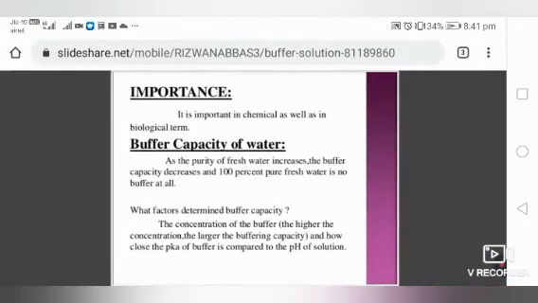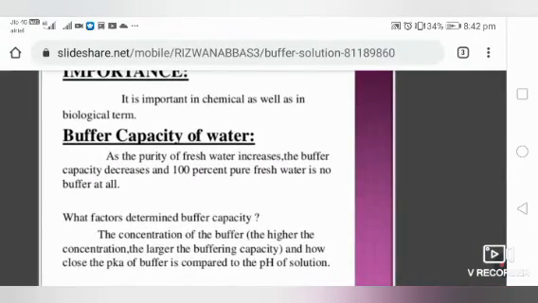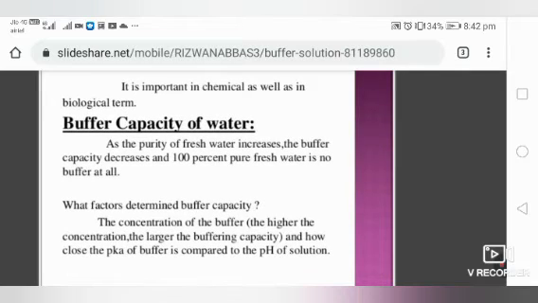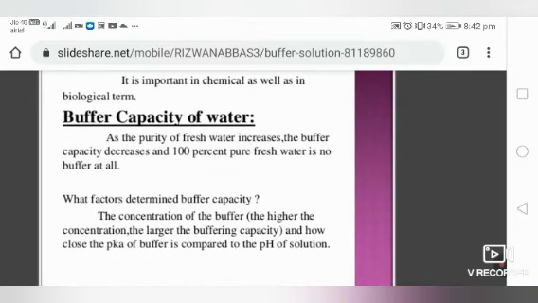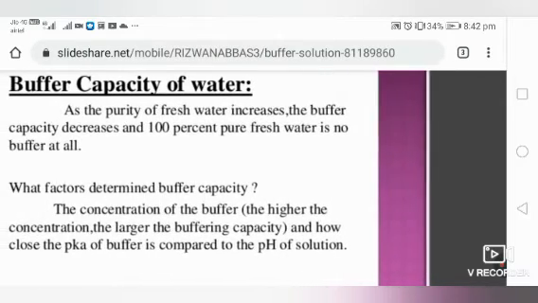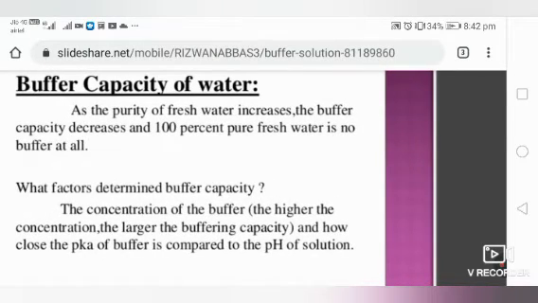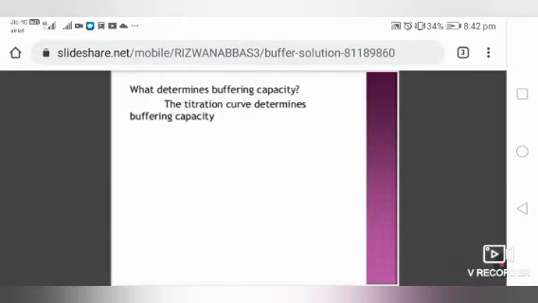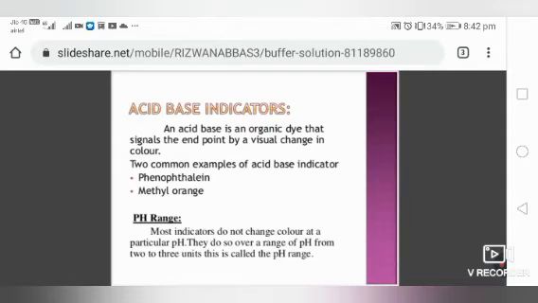Okay, if we talk about importance, it is important in chemical as well as in biological systems. Buffer capacity of water, if I say, as the purity of fresh water increases, the buffer capacity decreases, and 100% pure fresh water has no buffer at all. What factors determine buffer capacity? The concentration of the buffer, and how close the pKa of the buffer is compared to the pH of the solution. And the buffer capacity can be determined by titration, which is one of the very important titration practicals that I am going to share very soon.